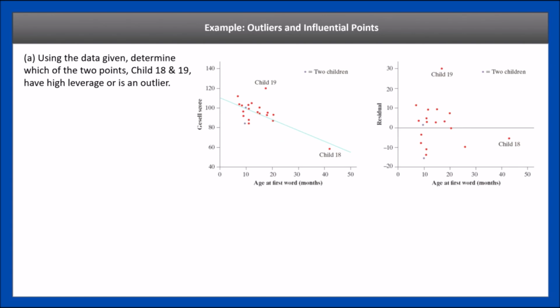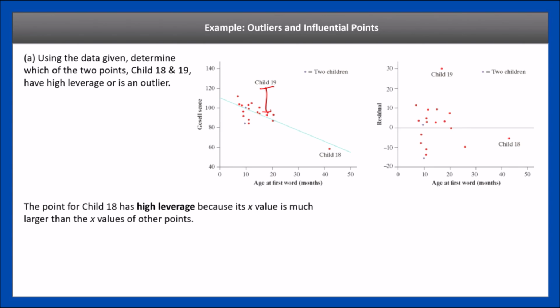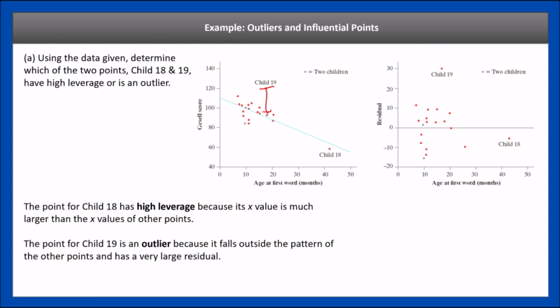Now with child 19, it's very close to the data in the x direction, but it's above the line. It's far above the data in the y direction, right? It's significantly above the data in the y direction. And so this is an outlier, right? Not a point with high leverage, but it's an outlier because it strays from the data. So the point for child 18 has high leverage because its x value is much larger. The point for child 19 is an outlier. It falls outside of the pattern of the other points.